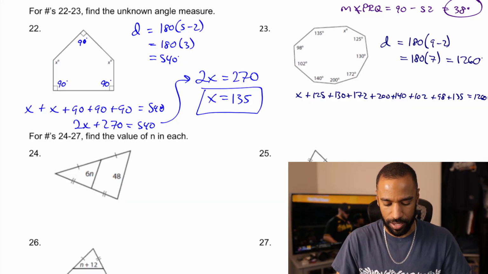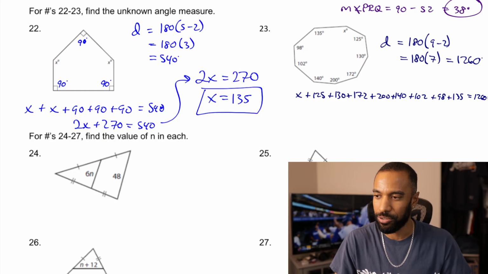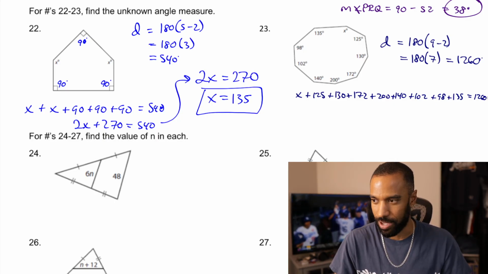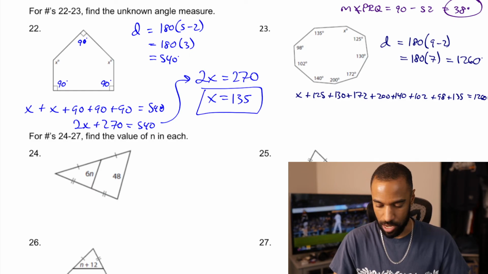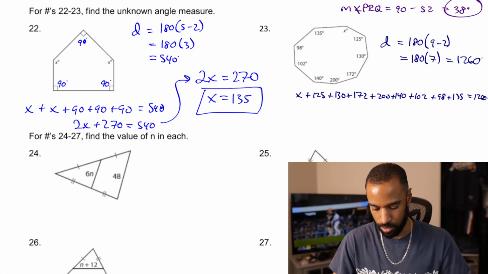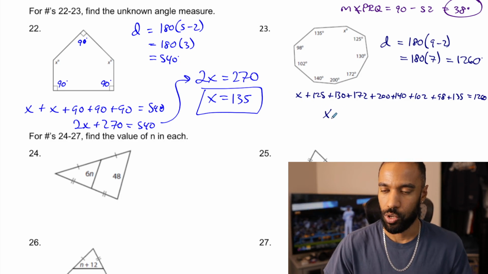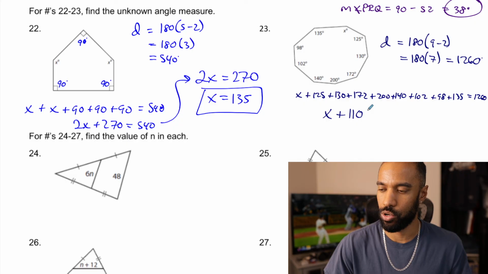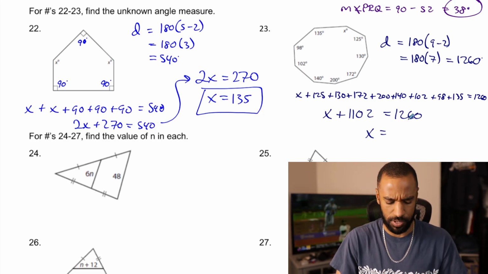So 125. What's sad is when I start to do it all in my head, like when I'm typing it out, sometimes I do it in my head faster. So far I stopped doing it in my head because now I'm talking to a camera. Plus 135. So that's 1102. So x plus 1102 equals 1260. I hope I didn't type anything wrong. If you subtract 1102, I think that's 158.